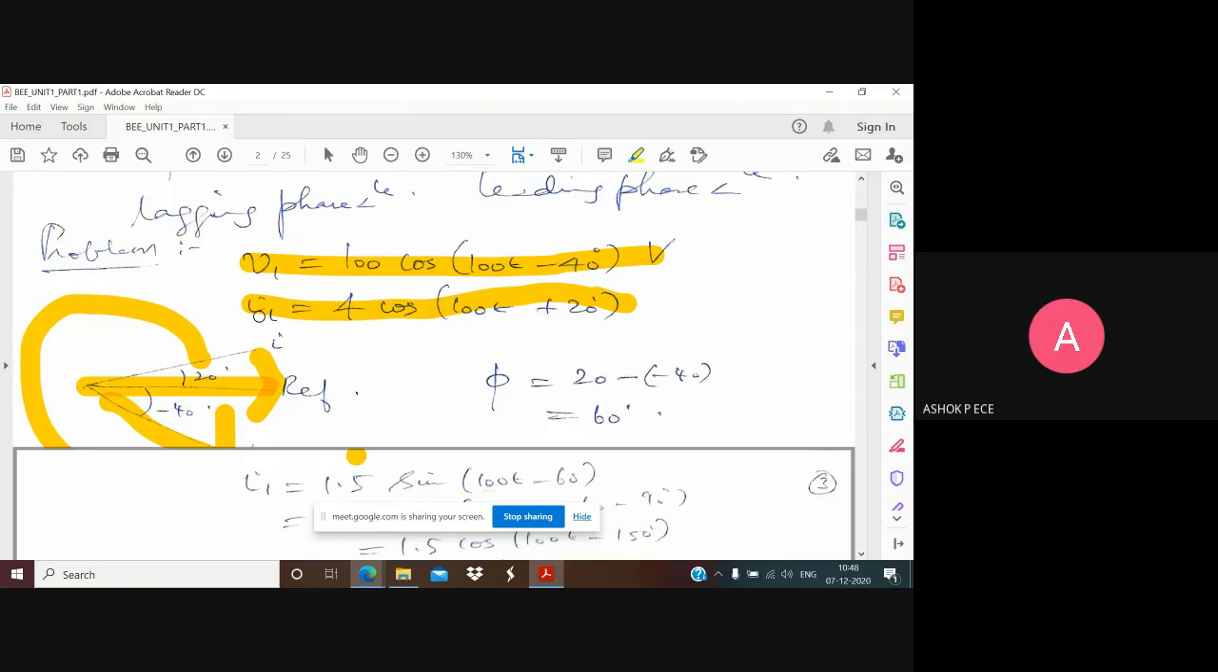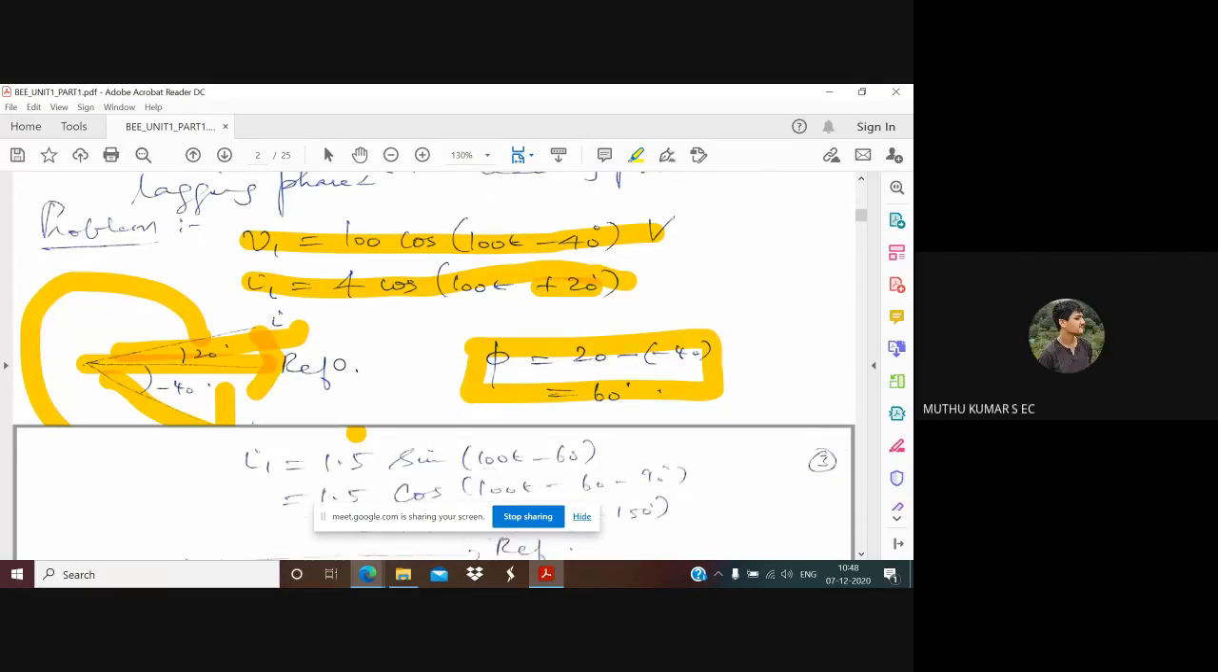Now see here, I1 is equal to 4 cos 100t plus 20. Plus 20 means leading, so you will mark the positive angle here. So what is the overall phase angle between I and V? From I to V, you go 20 minus of minus 40, so it is going to be 60 degrees. Is it clear how to find the phase shift between two signals?